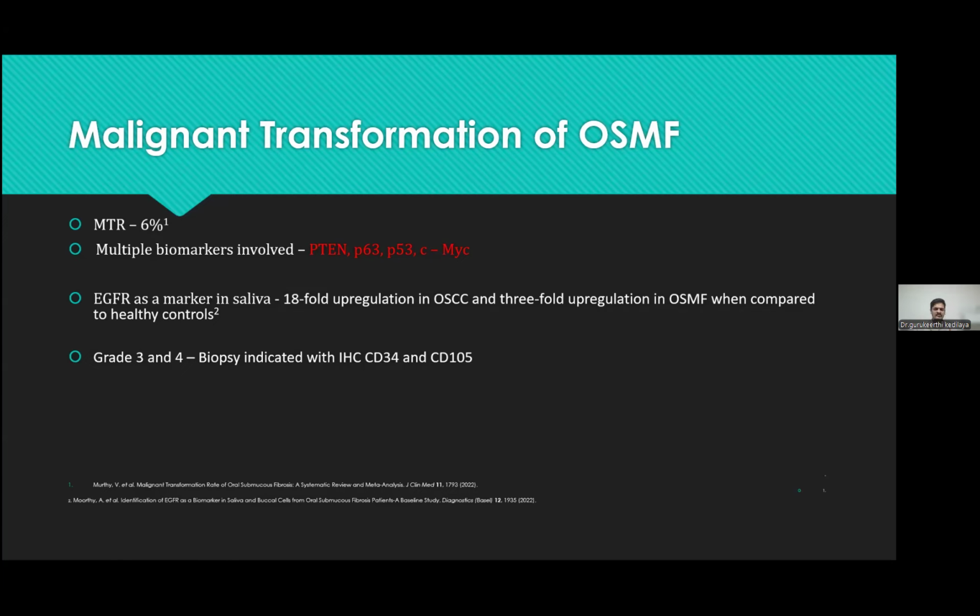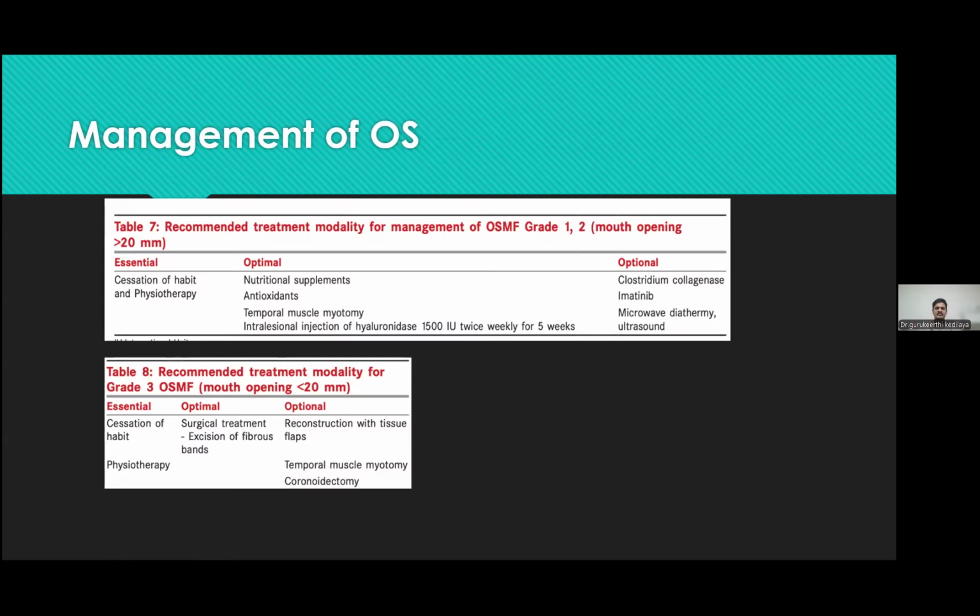Management of oral submucous fibrosis, as per the Indian guidelines for OPMDs, essentially includes habit cessation and physiotherapy, with exercises taught to the patient, and nutritional supplements including micronutrients.